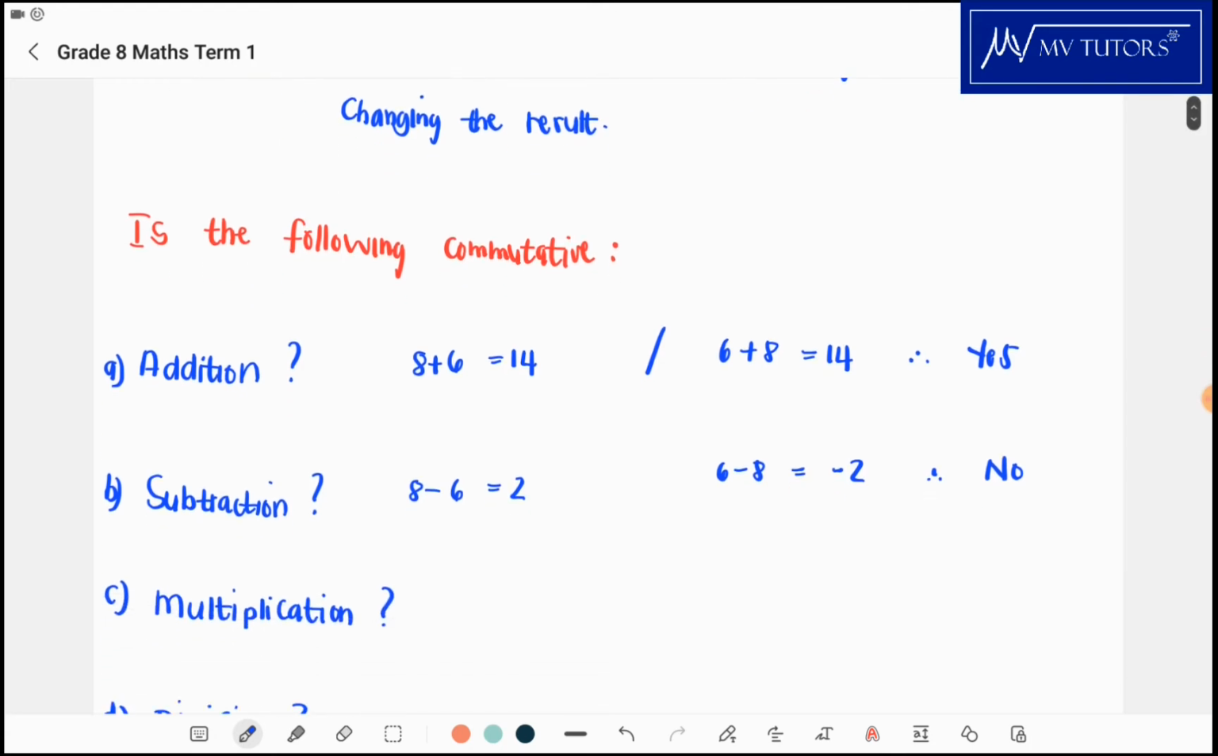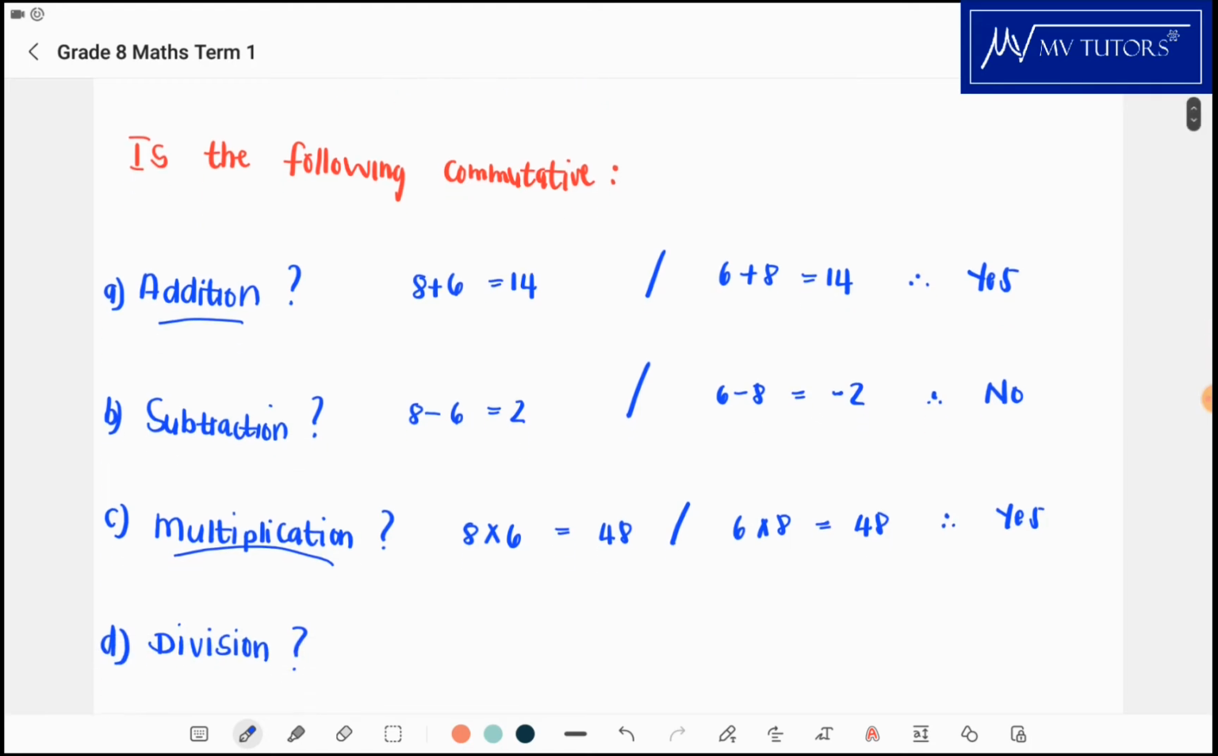Now let's go to multiplication. I'm still going to use the same numbers. If I say 8 times 6, now I need to remember your multiplication tables. 8 times 6, that is 48. And if I say 6 times 8, will I still get 48? Yes, you will. You can check it out. So is multiplication commutative? Yes, it definitely is. We can see a trend here. When it comes to addition and multiplication, the commutative property does apply.